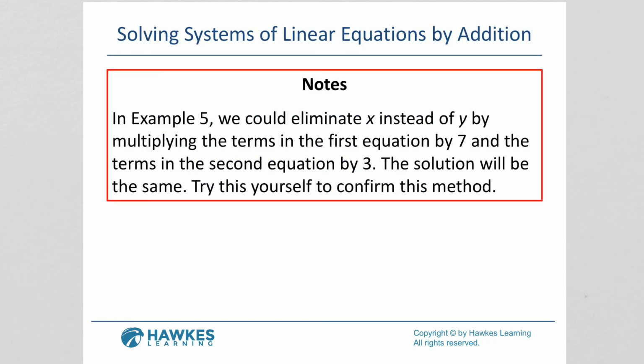Some things to remember. In example 5, we could eliminate x instead of y by multiplying the terms in the first equation by 7 and the terms in the second equation by 3. The solution will be the same. You can try this yourself if you want to confirm that method.